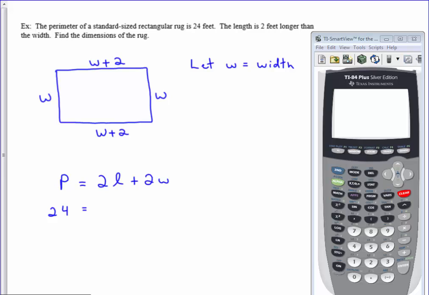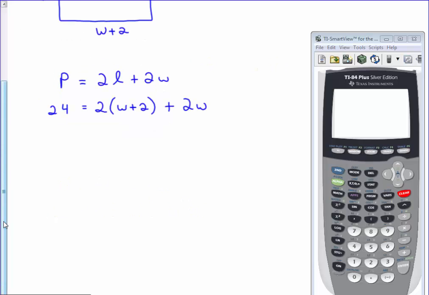The next piece of the formula is 2L. Well, we know that our length is actually represented by the expression W plus 2. So we will substitute and say 2 times W plus 2. And then for the last part, 2W would simply stay 2W. Now, this formula is only in terms of W, and we're given enough information at this point that we can solve that formula for W.